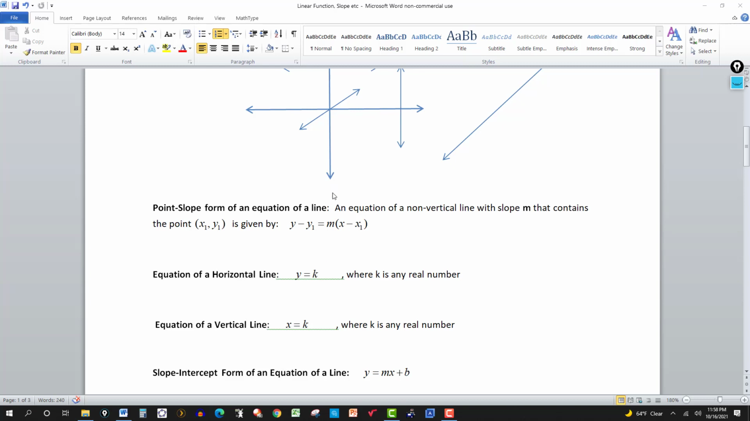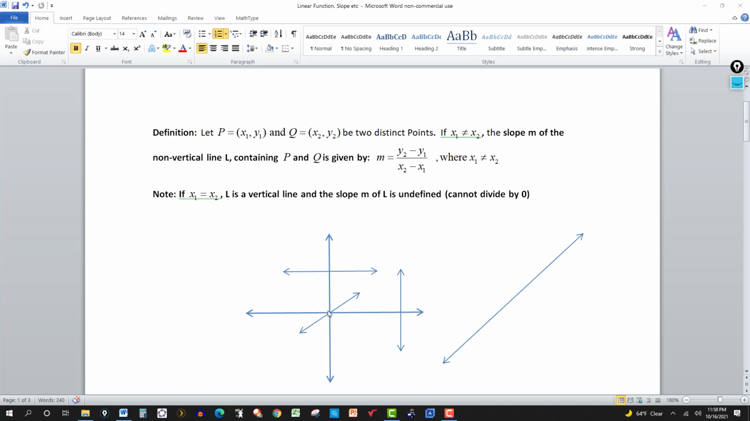Okay, based on what I just talked about, the equation of a vertical line is x equal to k. And again, let me remind you over here, for the horizontal line, we said the y component is always the same. All the points have the same y component of 7.